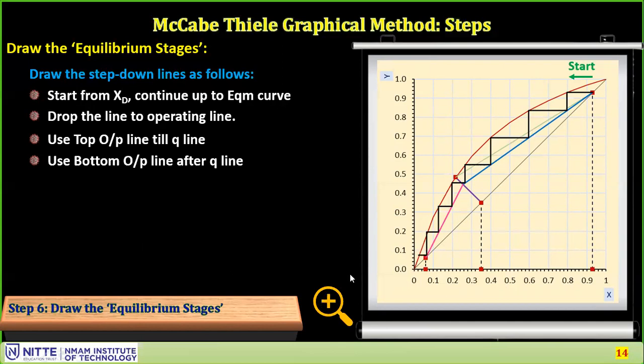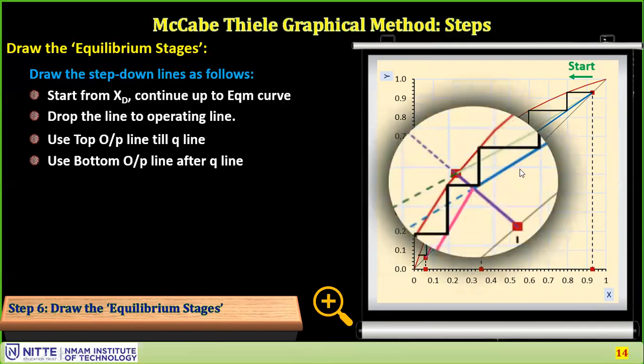So let me highlight this particular area for you. Alright, the blue line is the operating line for the rectification section. Pink line is the stripping section operating line. Purple color line is the Q line. Red line is the equilibrium line. So from the equilibrium line to the ROL, equilibrium line, ROL.